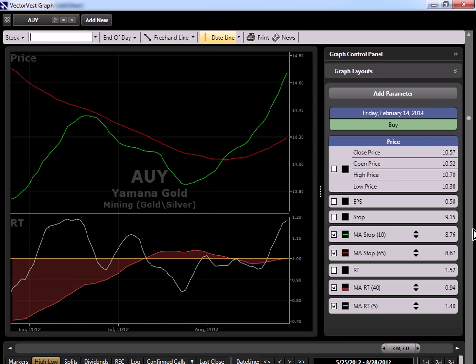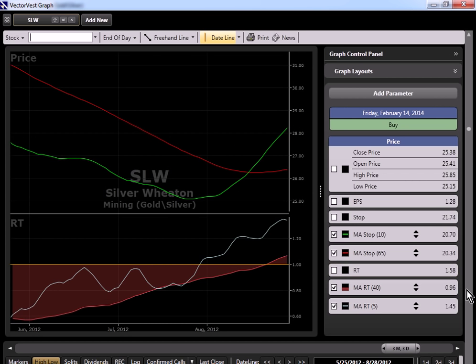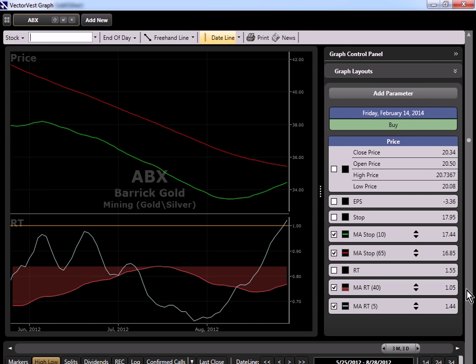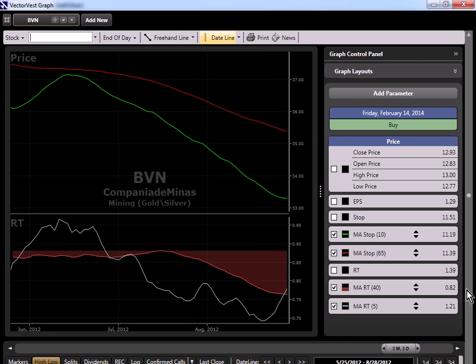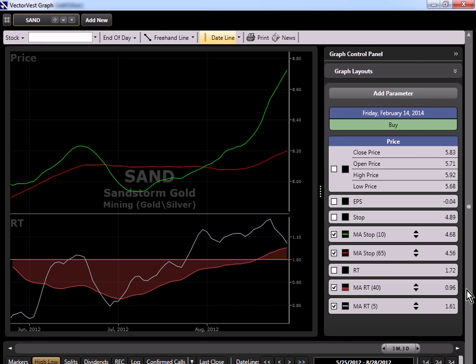Another no. We don't have a new high in the longer term moving average of the stop price or the relative timing. Another no. Another no. No, no, no, no, no. And then we get to sand. Sand is the next stock to be Midas Touch worthy.